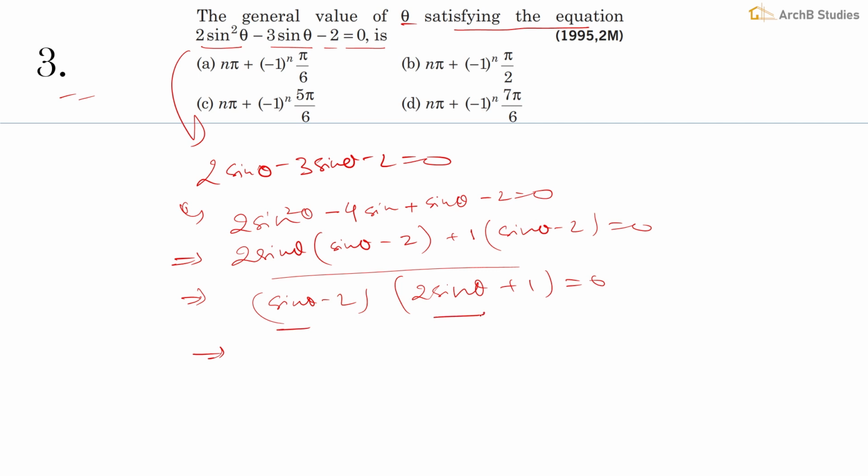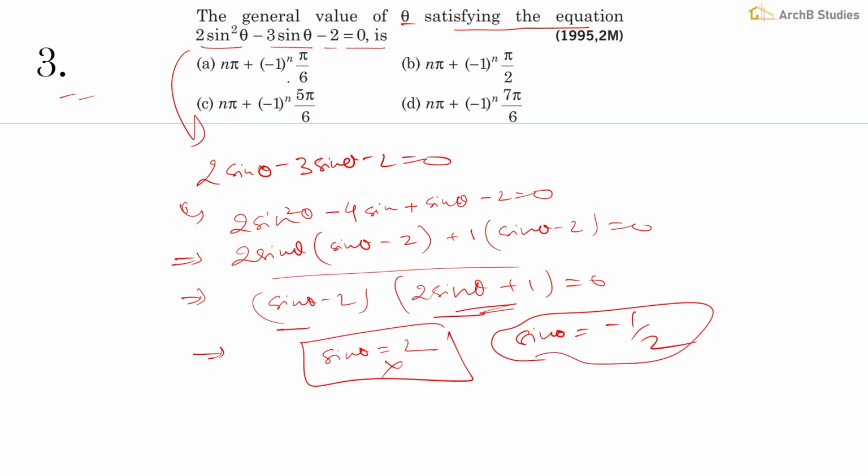So this can be 0 or this can be 0. Sin theta is equal to 2, which cannot be possible, because the value of sine lies between minus 1 and 1. So this one will be possible. Sin theta will be minus 1 by 2. Now they are asking in the form of radians. Sin 30 is 1 by 2. So minus pi by 6, or the multiples of it. So just try to see which one is giving you minus pi by 6.